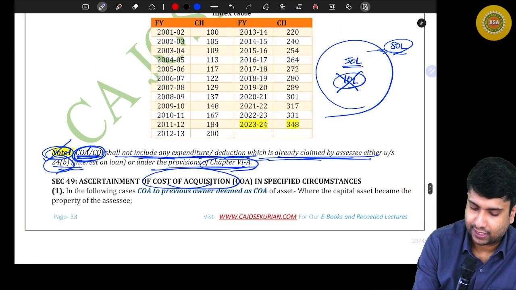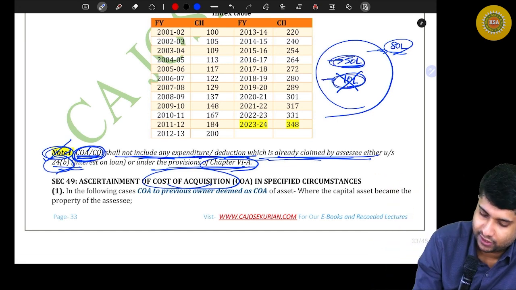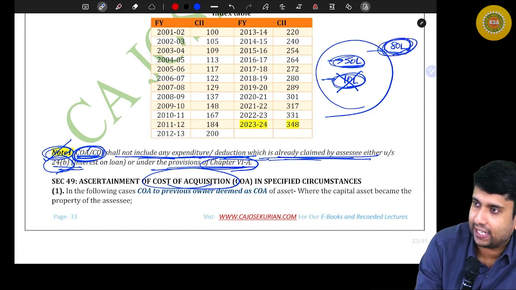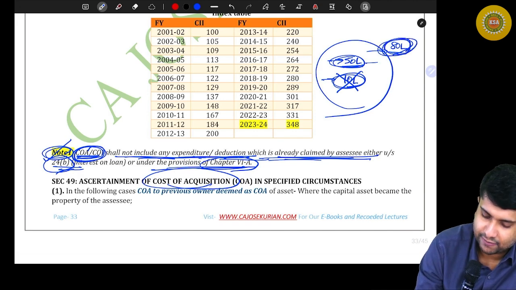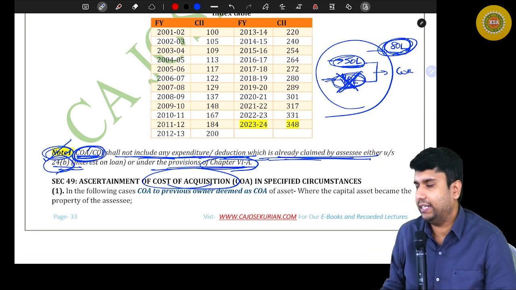Say 50 lakh is the cost of the asset. 10 lakh is the interest that I paid. That interest I have already claimed as a deduction under 24B. Now I have sold this asset for 80 lakh. Now the question is, can I claim this entire 60 as cost of acquisition? The answer is no. I cannot claim this 10. Why? Because it is already deducted under 24B.